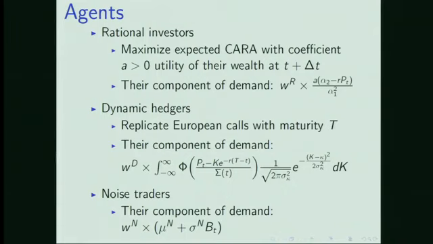So how can we model that non-monotonicity? We assume that we have 2 groups of agents that have different behavior. The first group of agents are rational investors. And if they are rational investors, they want to maximize the expected utility. And they always rebalance their portfolio according to the information that they observe. The second group of agents has absolutely different behavior, and they are dynamic hedgers.